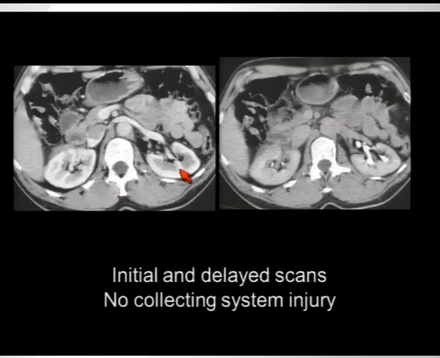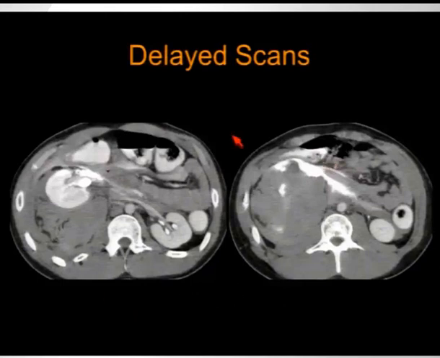Here we have, again, in terms of initial and delayed scans, on the right, there's no evidence of a collecting system injury in this patient. But you will need delayed scans to identify collecting system injury, because there's an awful lot of soft tissue or mass or stuff around this. This could be blood, this could be urine, and you can see on delayed imaging there's a huge extravasation of contrast here, suggesting that there is indeed a collecting system injury which requires immediate management.